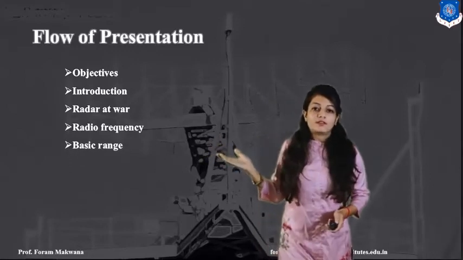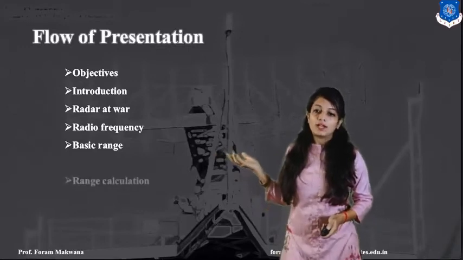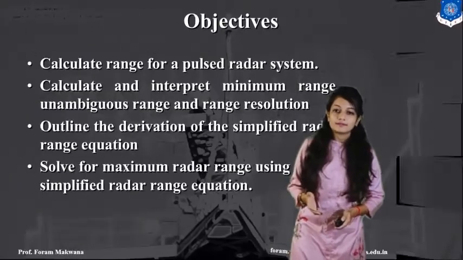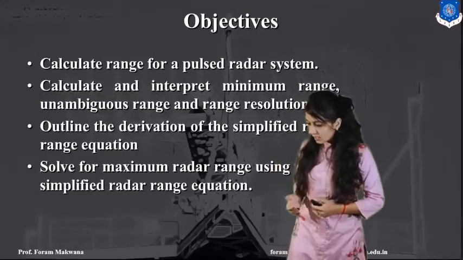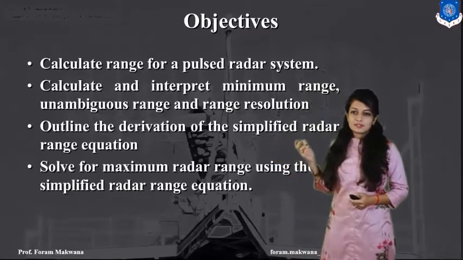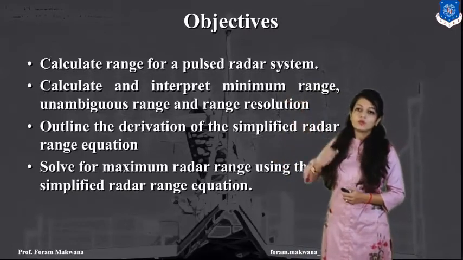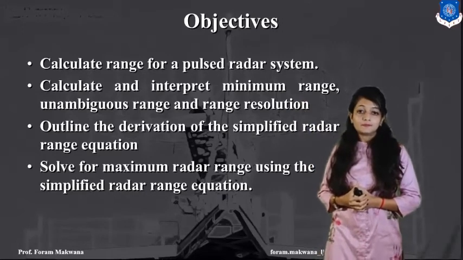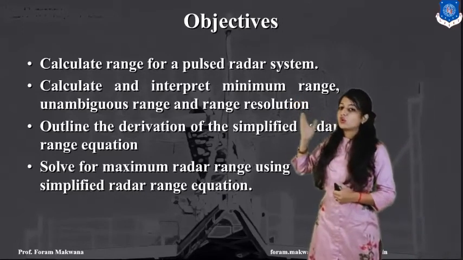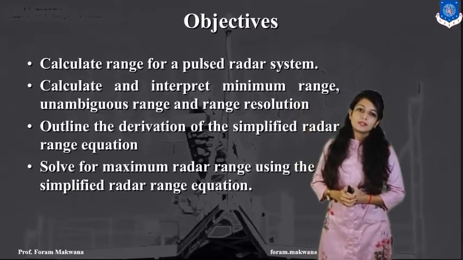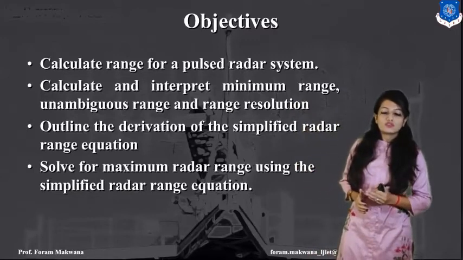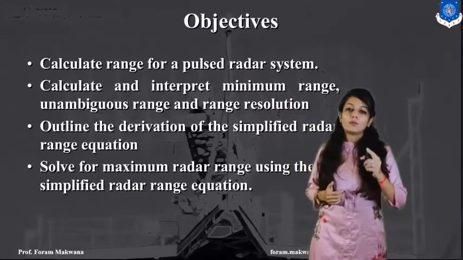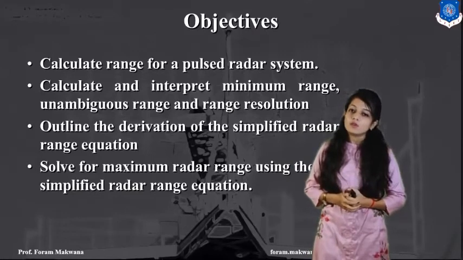The term radar range, what does it mean, and how to derive its equation, that means the range calculation of any radar. Now, the objective of studying this chapter is, first, we are going to calculate the range of pulse radar, right? First of all, what do you mean by pulse radar? Pulse radar means we are going to transmit the signal from the antenna to the target in the form of pulses, continuous pulses, right?